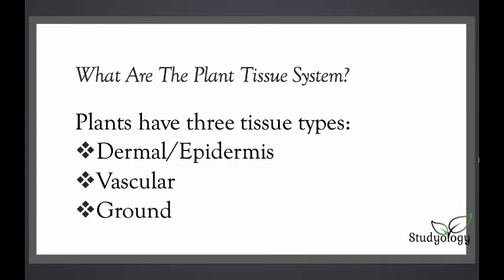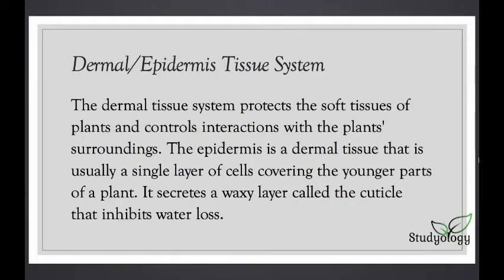First we learn about the dermal tissue system. The dermal tissue system protects the soft tissues of plants and controls interactions with the plant surroundings. Epidermis is a dermal tissue that is usually a single layer of cells covering the younger parts of a plant. It secretes a waxy layer called the cuticle that inhibits water loss.